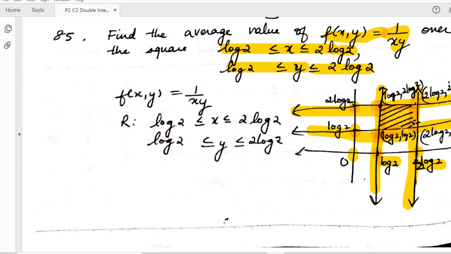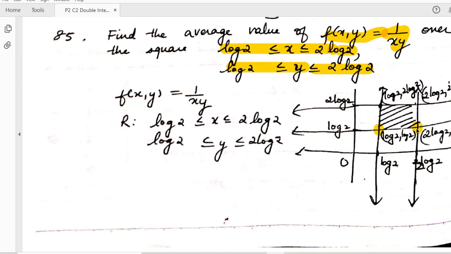So now we have properly identified the region here. So let us see the vertices of this region. So we can see this vertex. What is this point? So we can see on the x-axis it is log 2. On the y-axis it is log 2. So this point is log 2 comma log 2.